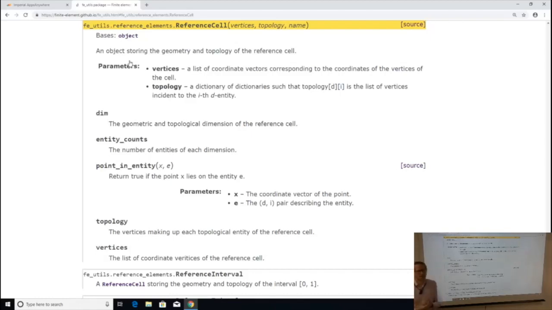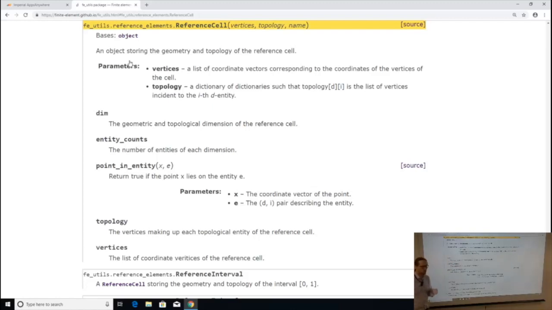So when I have the unit interval, it's got two vertices at the end of it. Vertices have coordinates, and coordinates are vectors. They're still vectors in 1D. So the vector at one end is 0, the vector at the other end is 1. In 2D, I've got 3 points, and they're 0, 0, 0, 1, and 1, 0, or maybe the other way around. And it's got a topology.